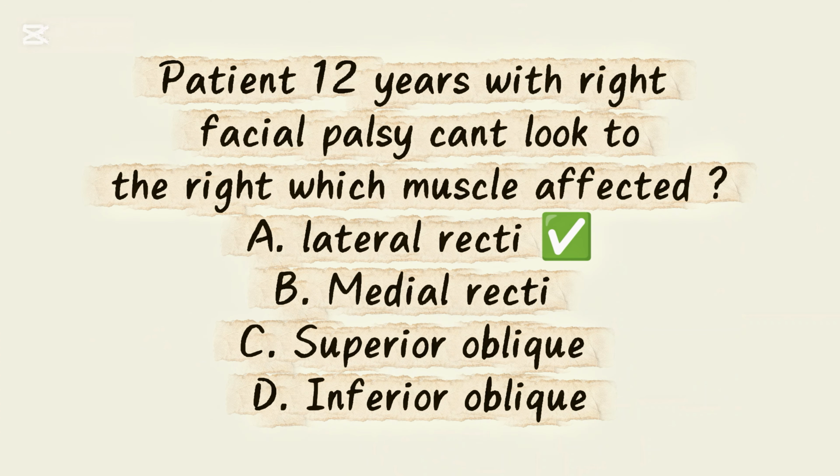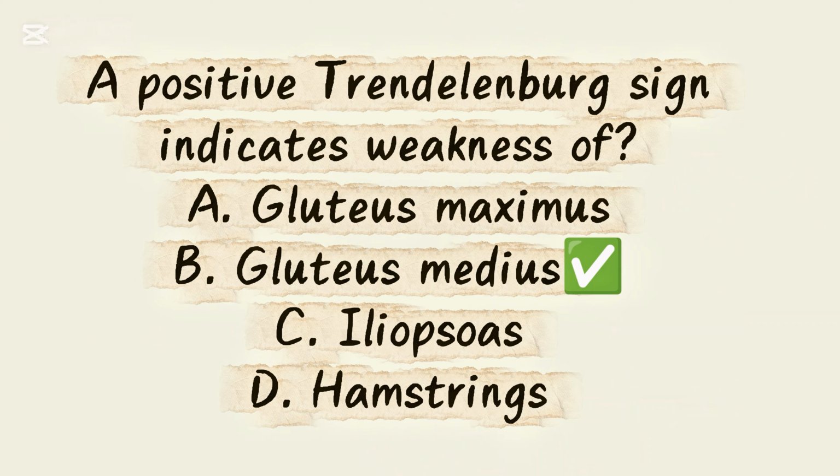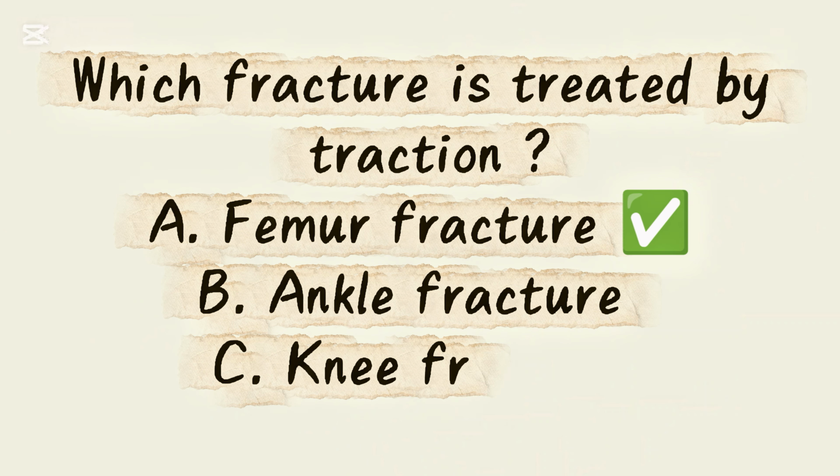Supraspinatus muscle palpation: A. Slight abduction with internal rotation. B. Abduction with external rotation. A positive Trendelenburg sign indicates weakness of: A. Gluteus maximus. B. Gluteus medius. C. Iliopsoas. D. Hamstrings.